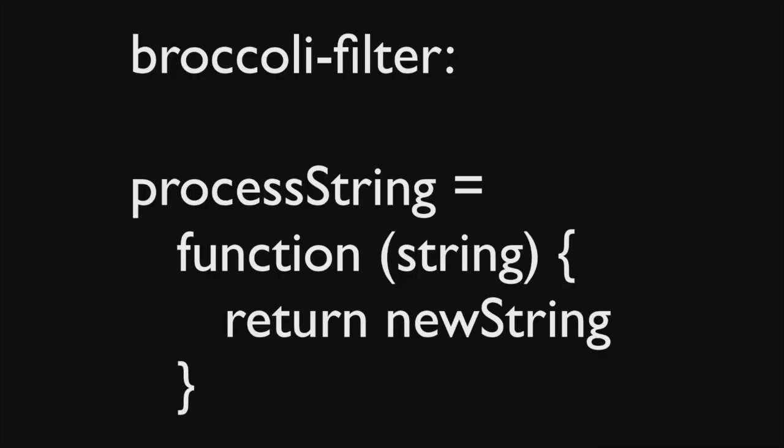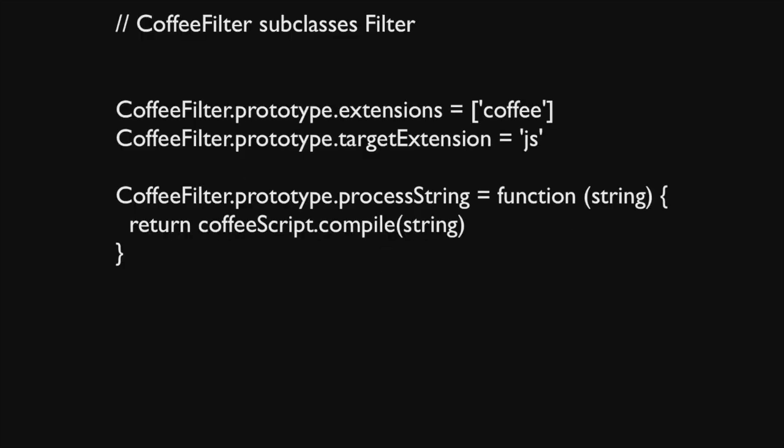The Broccoli filter plugin exposes basically one method that you have to implement if you write a filter-based plugin, and that's processString. It takes a string argument, for example the CoffeeScript source code, and you return the compiled output. So let's see what this looks like if we implement the CoffeeScript plugin. This is the coffee filter plugin. So we tell it to run on all the .coffee files, and the output is going to be JS files. And then this is all the code we need. The processString method is going to take the CoffeeScript source code. We pass it into the CoffeeScript compiler and return it from this method. And this is all you need to really implement a Broccoli plugin.